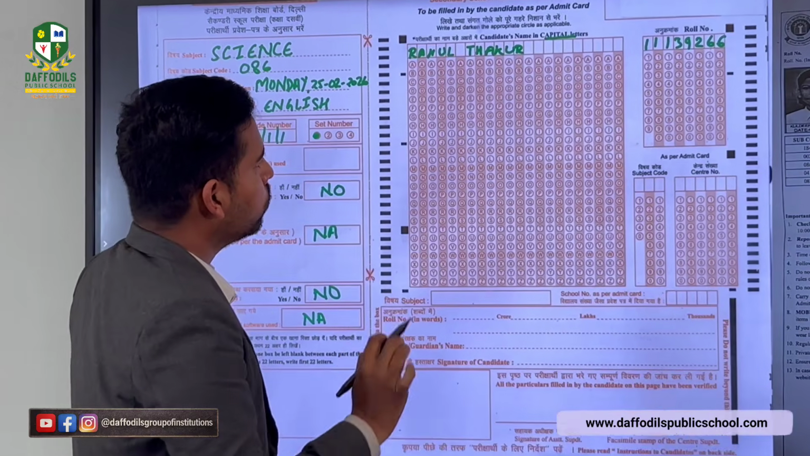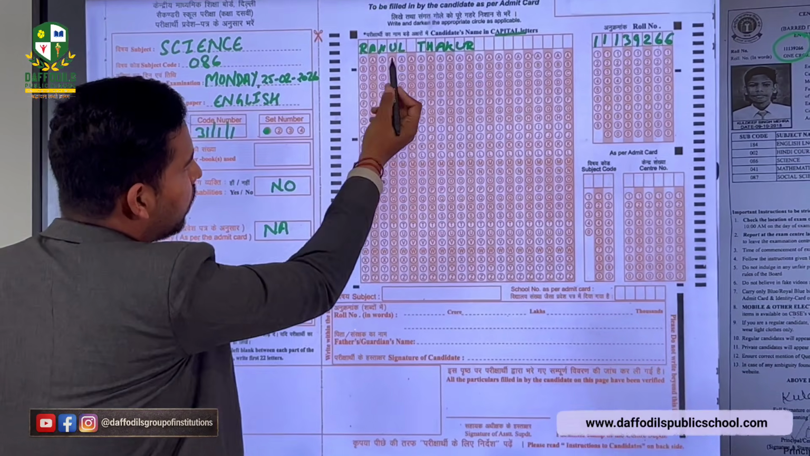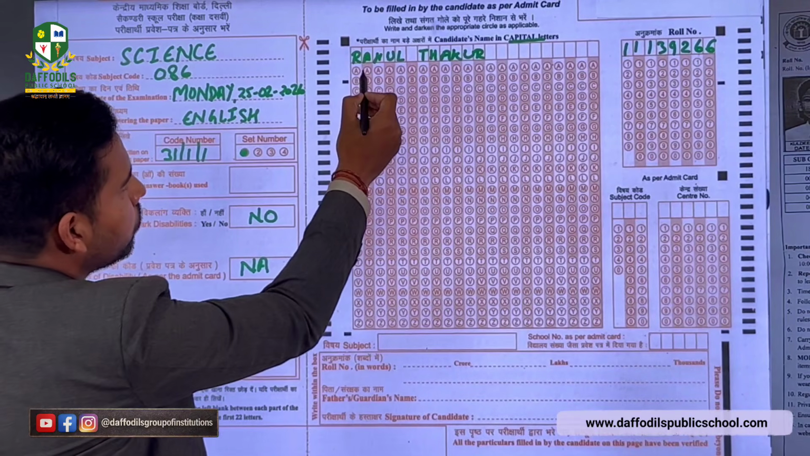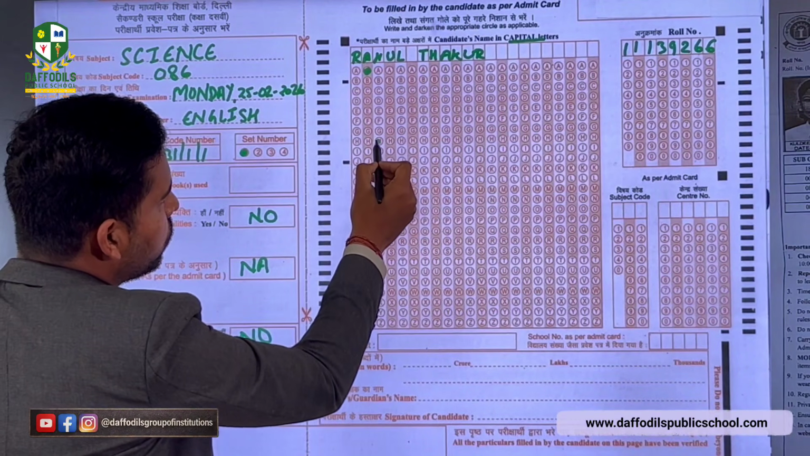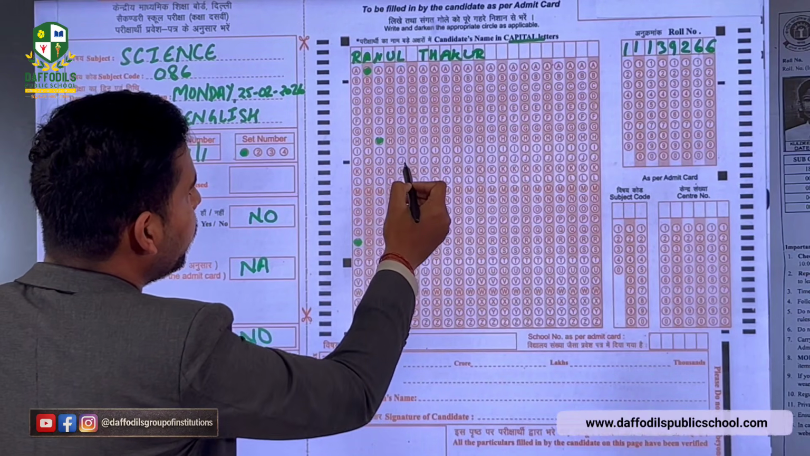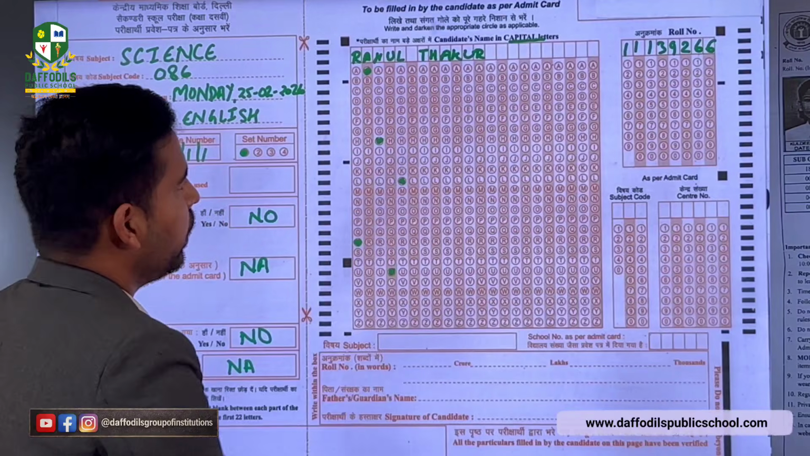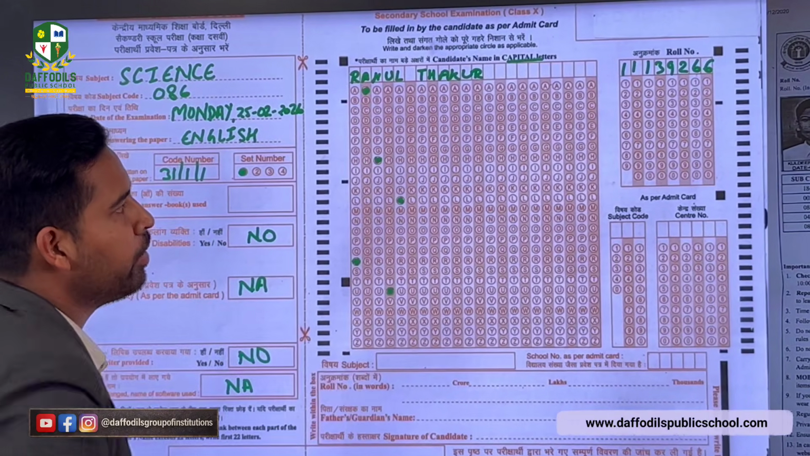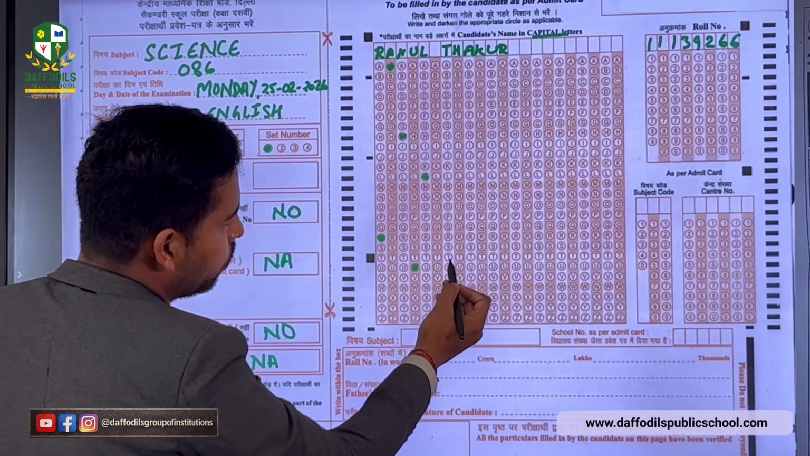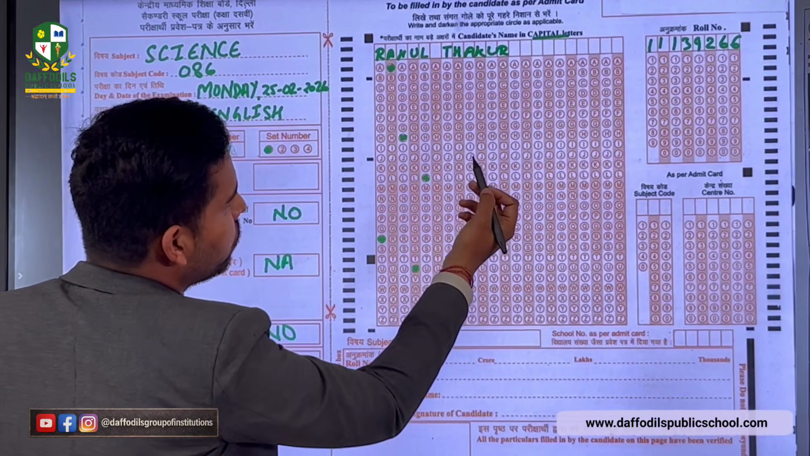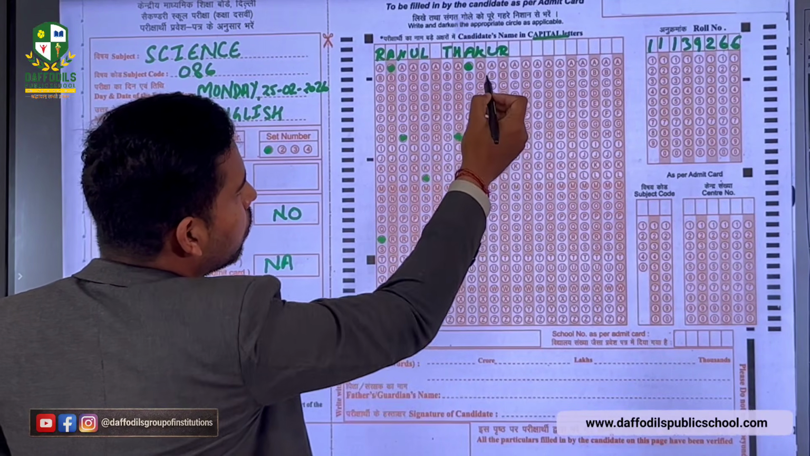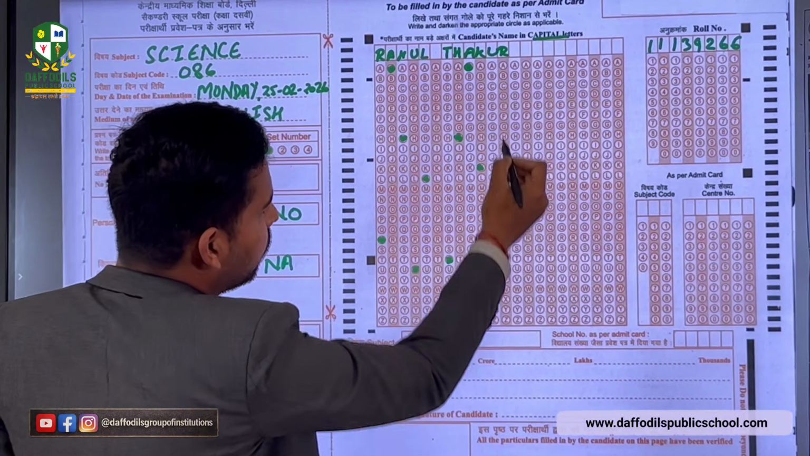Okay, you will also have to darken the circles here. Like my name is Rahul, so I select here R. Then after that A, then H, then U, and after that L, and a space in between the name and surname. After this, since my surname is Thakur, I have to select T, H, A, K, U, and the last one is R.